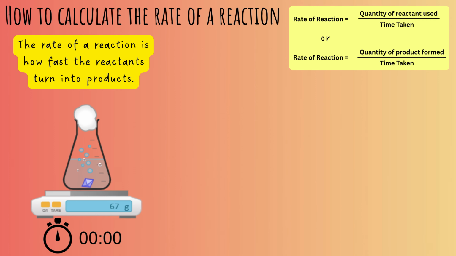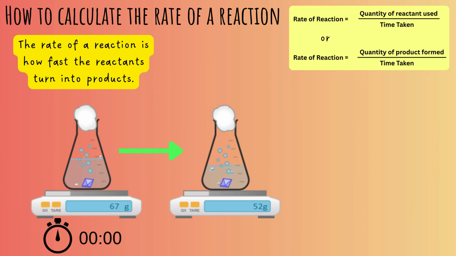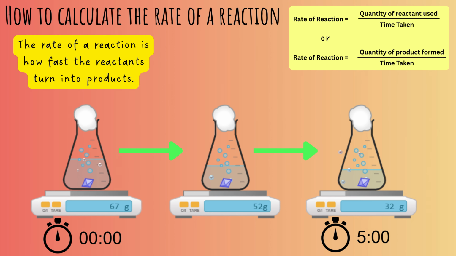In this example, we have a reaction that's been running for 5 minutes. From the balance readings, the starting mass is 67 grams. Halfway through, it's 52 grams. And at 5 minutes, it's all the way down to 32 grams. It's lost just over half of its mass. If we observe what's happening, it's releasing gas, carbon dioxide in this case. The cotton wool on top stops liquid escaping, but the gas still leaves.